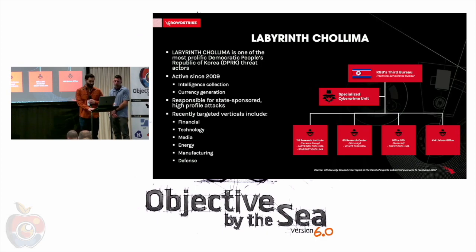On the right here, you'll see a graph of basically CrowdStrike's current understanding of North Korean cyber warfare structural organization. So this is the Reconnaissance General Bureau's third bureau. And the RGB is responsible for all of North Korean intelligence collection, clandestine operations, things like that.